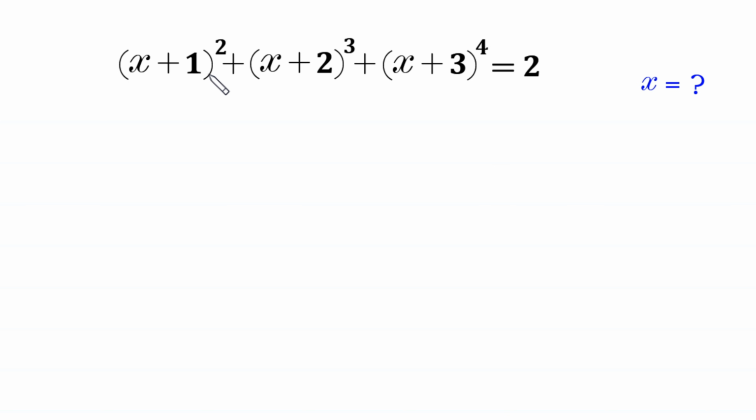(x + 1)² + (x + 2)³ + (x + 3)⁴ is equal to 2. And we need to find all possible values of x.